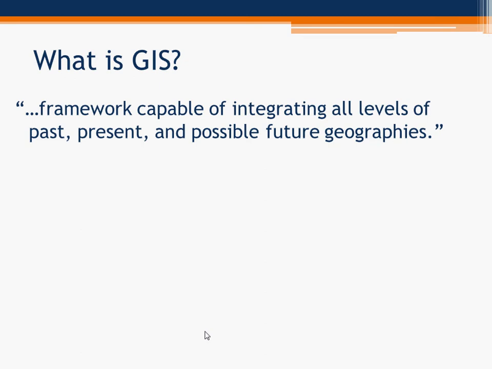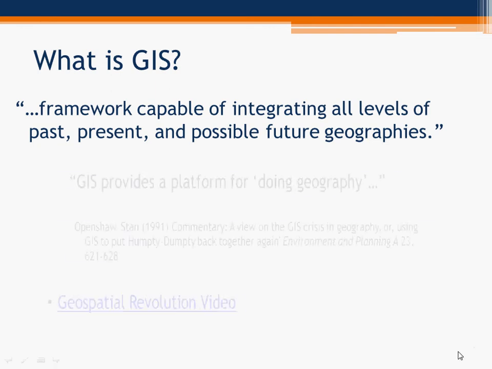So the present, indicating what are present conditions, of course are going to change and they'll become part of the past. And then of course possible future geographies. Using this type of technology to maybe indicate where something could possibly have an impact in the future is a good example of how we could use GIS to look at what we call future geographies.